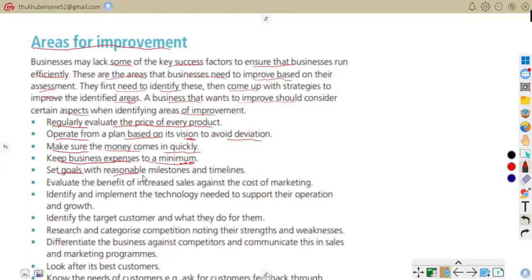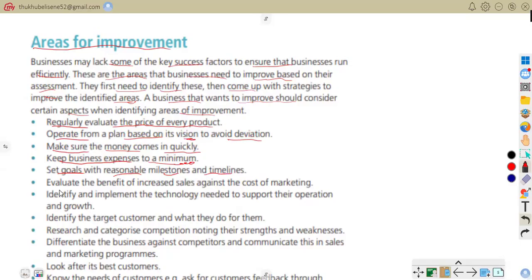Set goals with reasonable milestones and timelines. Meaning to say, businesses should set realistic goals. You don't just set goals, you set realistic goals. Divide them into smaller steps and give each step a deadline.